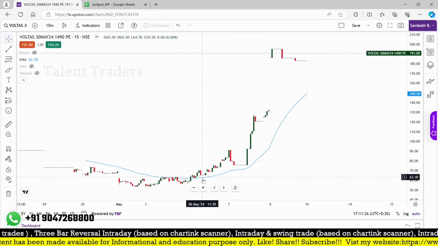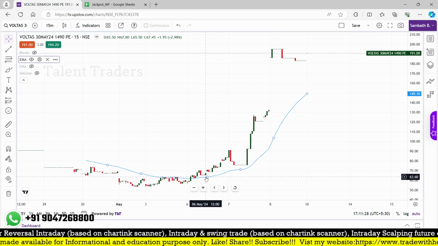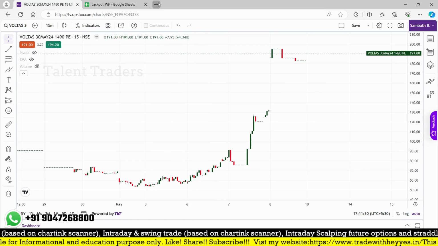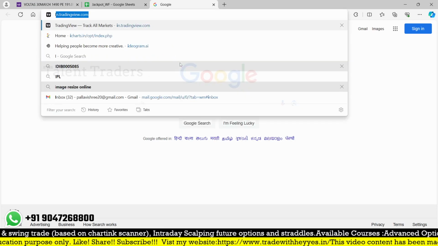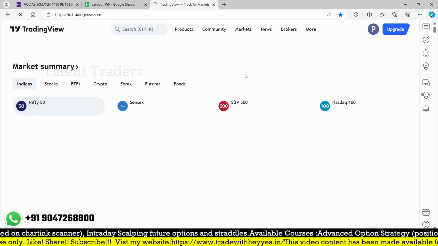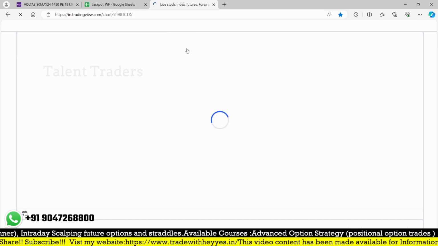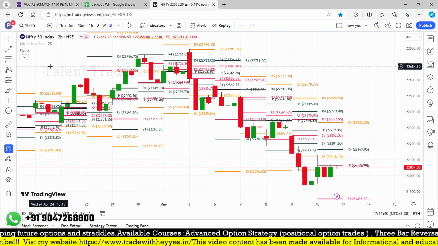It depends on your conditions, your logic, whatever you are using. As of now, TradingView also has an option chart, right? We have an ADR indicator also. People who are in my premium group have access to the ADR indicator.